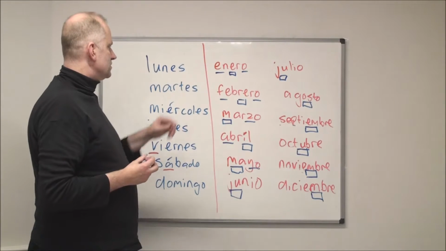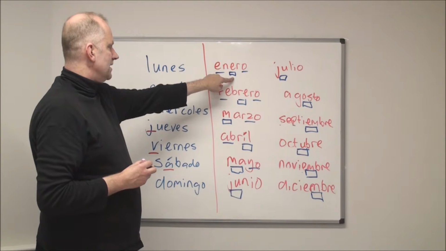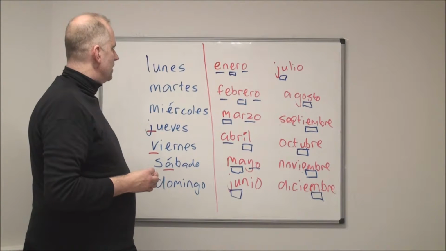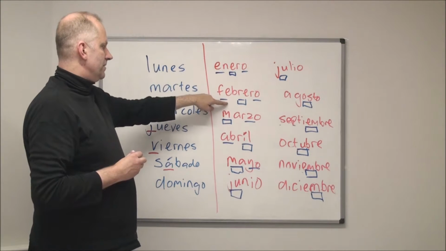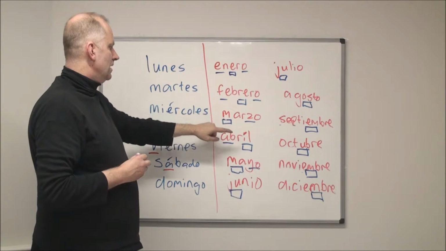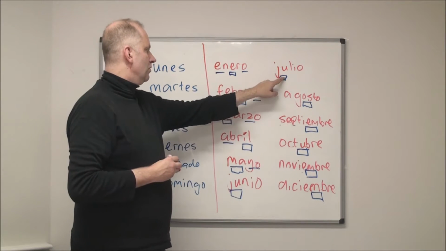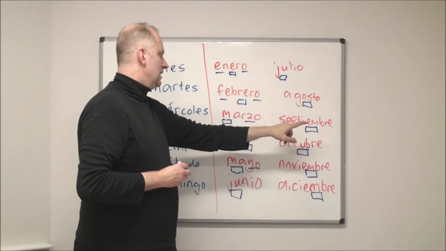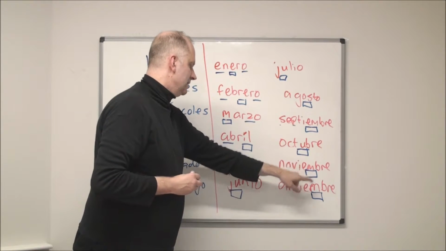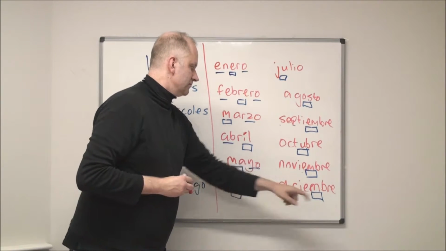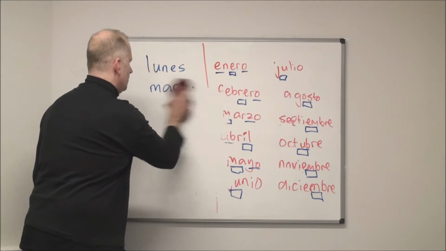So just practice again, but bear in mind where the stress on the word is, and you've got the indicator here, meaning that that syllable is stronger than the others. Enero, febrero, marzo, abril, mayo, junio, julio, agosto, septiembre, octubre, noviembre, diciembre.